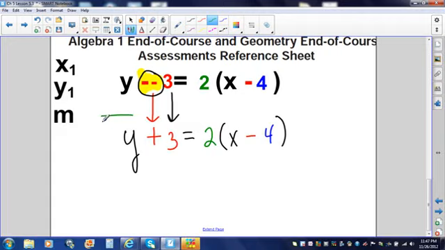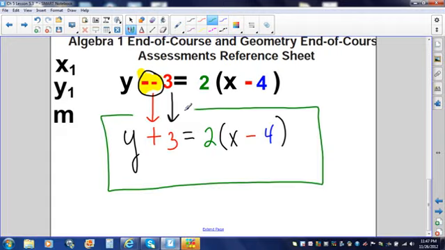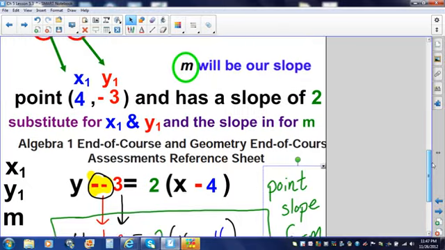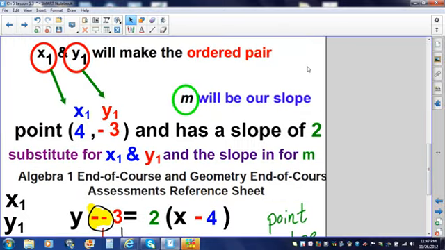This, my friends, is known as point slope form. So we just wrote an equation in point slope form using an ordered pair and a slope of 2.